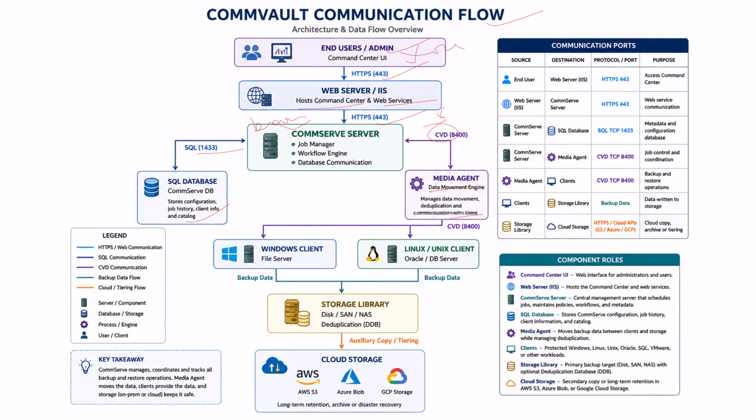Windows client, Linux, whatever the client is, provides backup data to the storage library. The storage library should be disk, SAN or NAS, whatever. It handles deduplication, then aux copy and tiering. You know the aux copy. Cloud storage: this data will move to the cloud, either Azure, S3, or GCP.